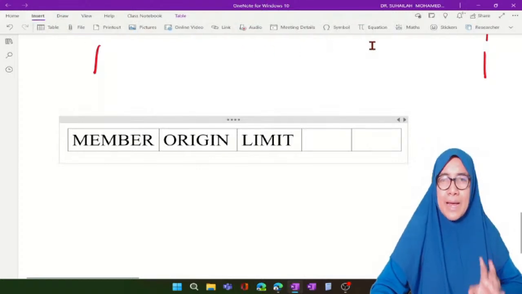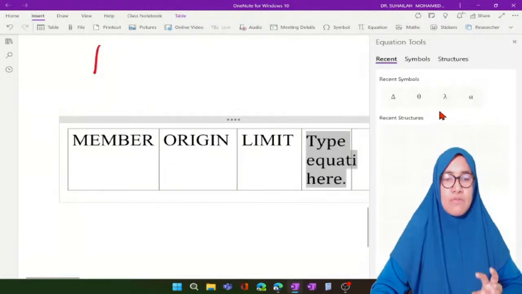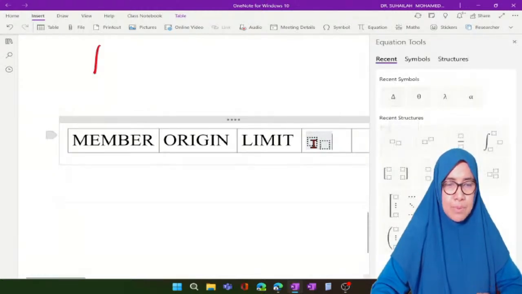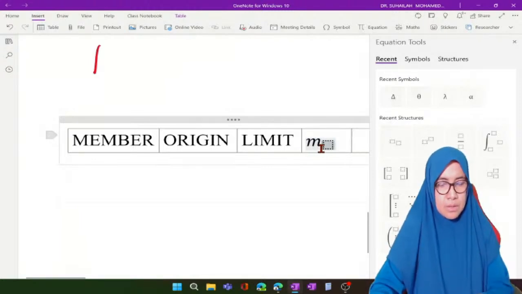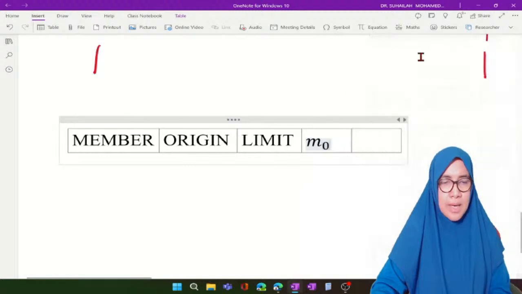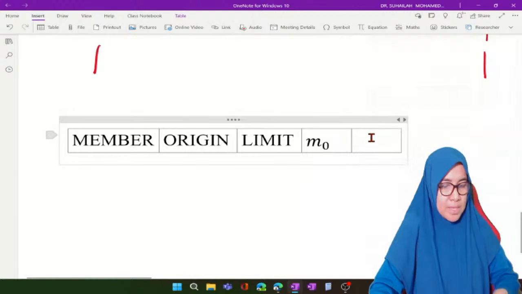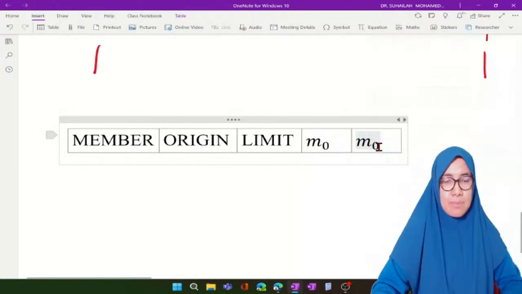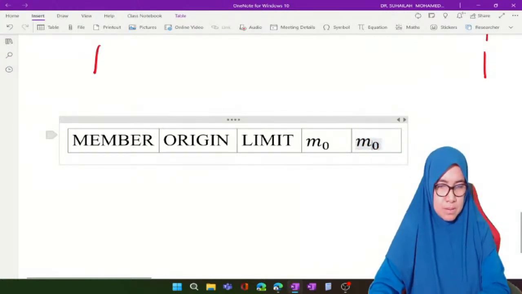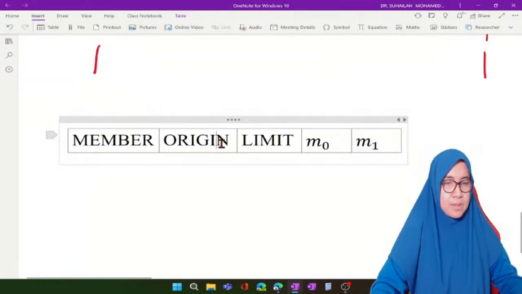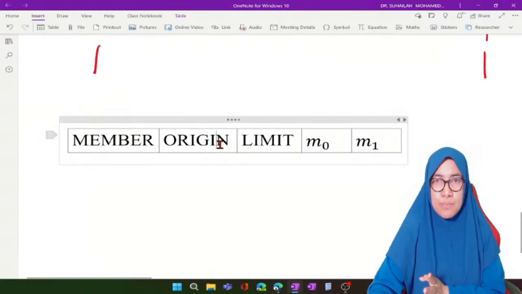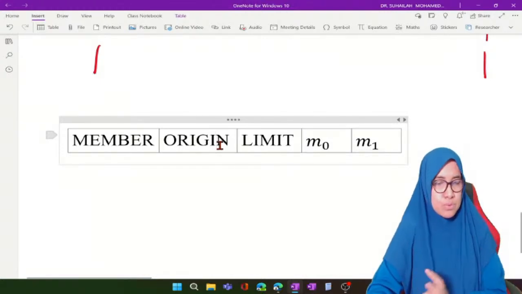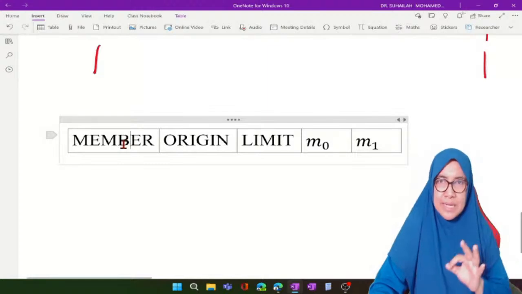M naught is from the primary system. From the primary system, it is M naught, small m. Okay, and we have M1. So one for primary, one for redundant. Okay, this is M1. If we have two redundants, M0, M1, M2.